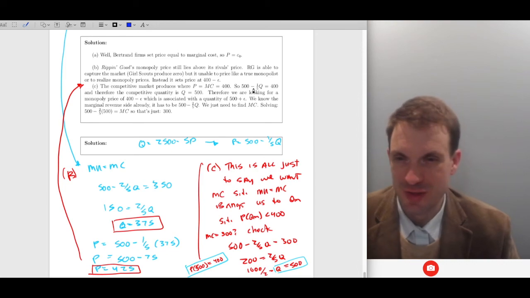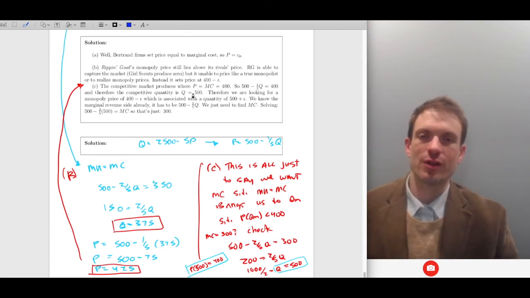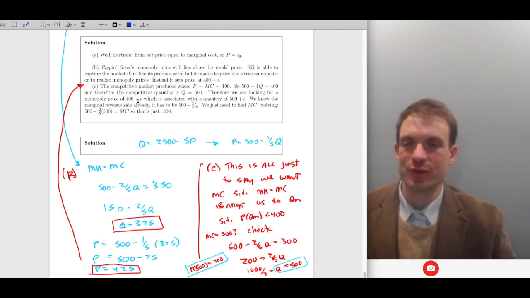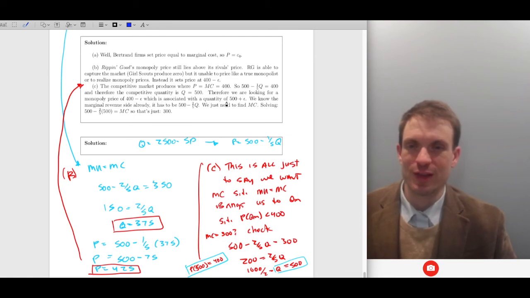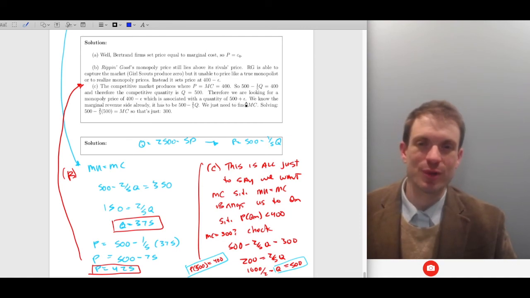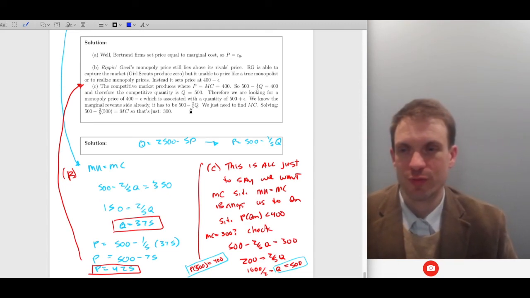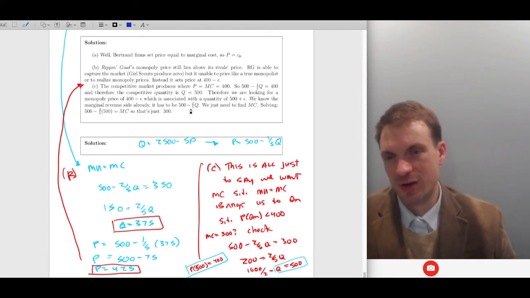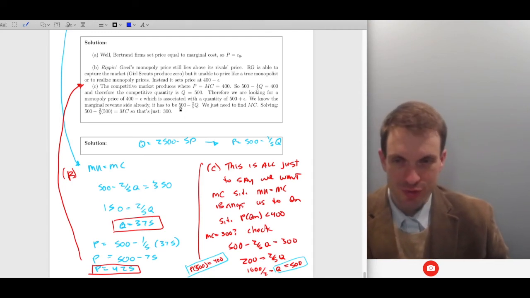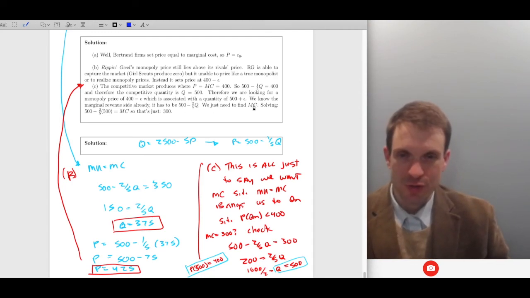So I want to find the associated quantity. 500 minus 1/5 q is equal to 400. The competitive quantity is 500. So we are looking for a monopoly price of 400 minus some epsilon that's associated with a quantity of 500 plus some epsilon. So pretty close. We know from the marginal revenue side already, marginal revenue is 500 minus 2/5 q. We just need to find marginal cost.